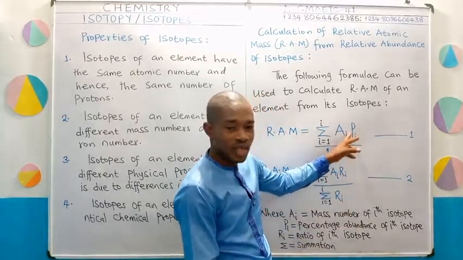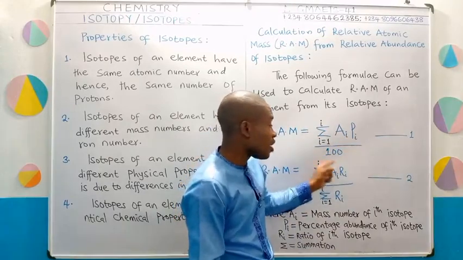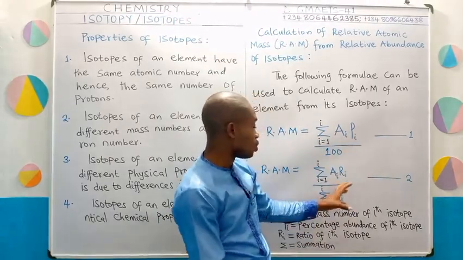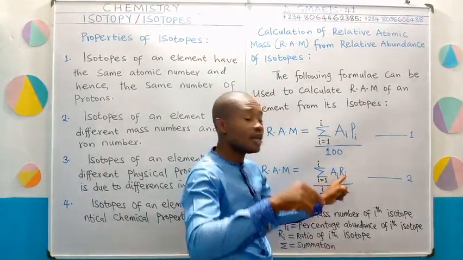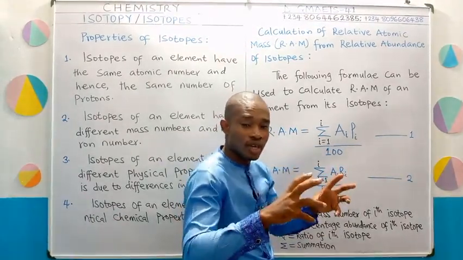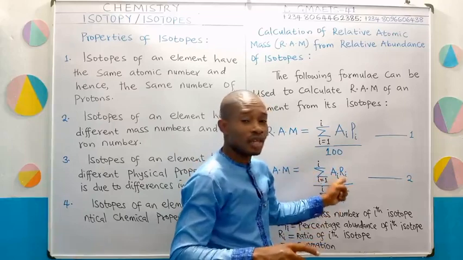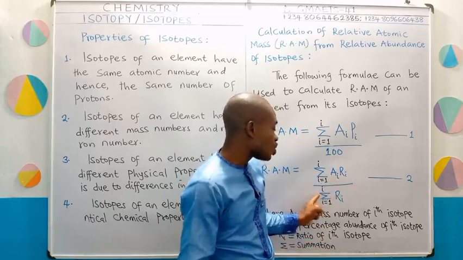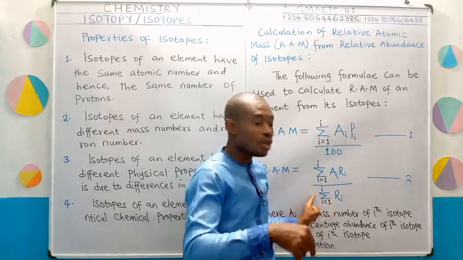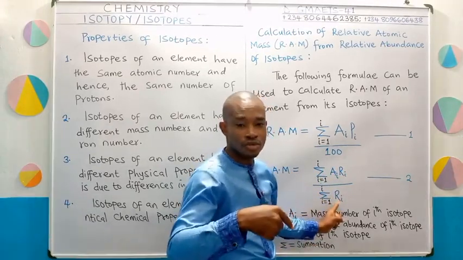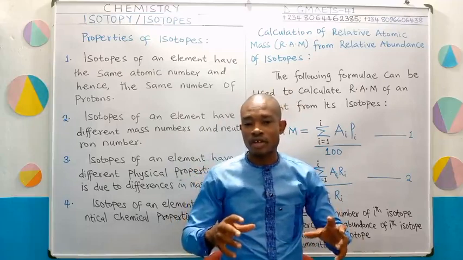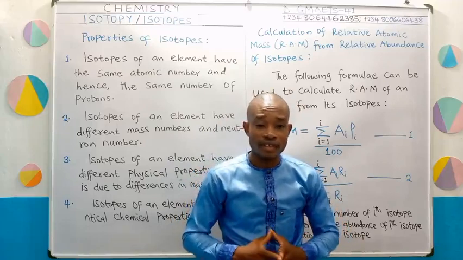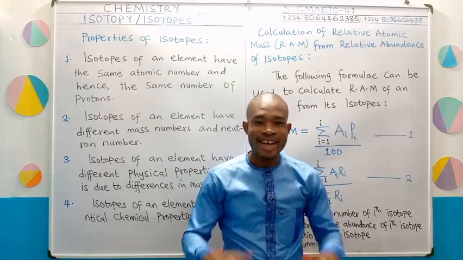Alright, take note of the denominator. When you are dealing with percentage abundance, then you divide by what? 100. In equation 2, relative atomic mass is equal to summation, the mass number times the ratio of the particular component. You add all of them together and then divide by the summation, that is the addition of all the ratios. We're going to see how we use this formula to calculate the relative atomic mass of an element.